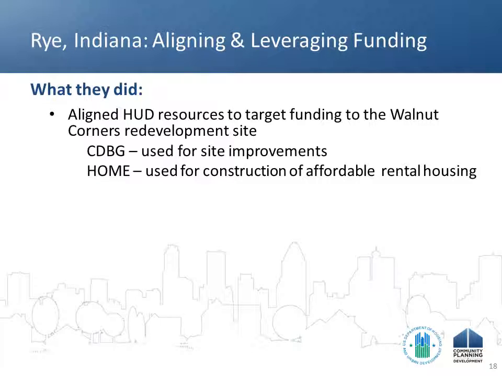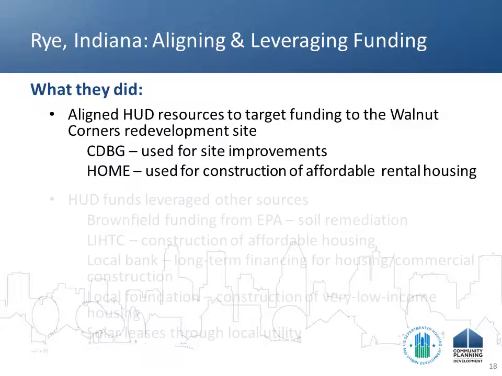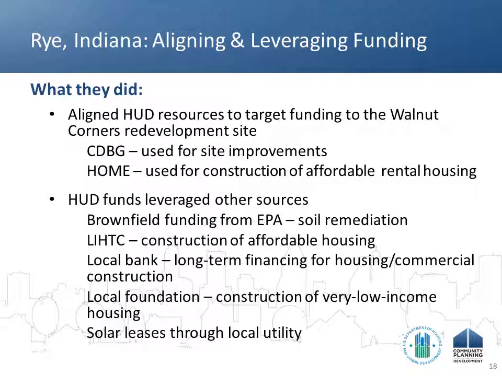CDBG and HOME resources would be used in conjunction with other funds for off-site infrastructure development and for the planning and development of affordable rental units. The city would look for new and creative ways of partnering with other organizations. For example, staff had learned that the local utility was willing to lease rooftops to install solar panels on properties in exchange for reduced utility rates.